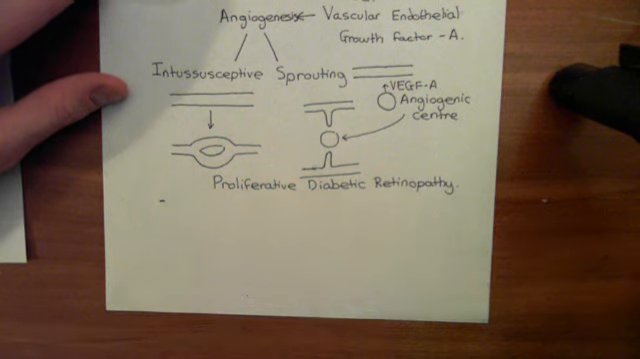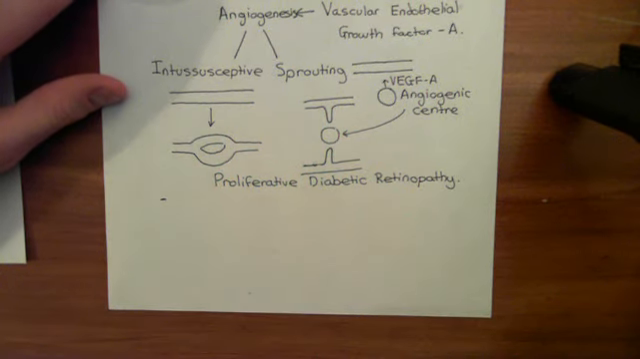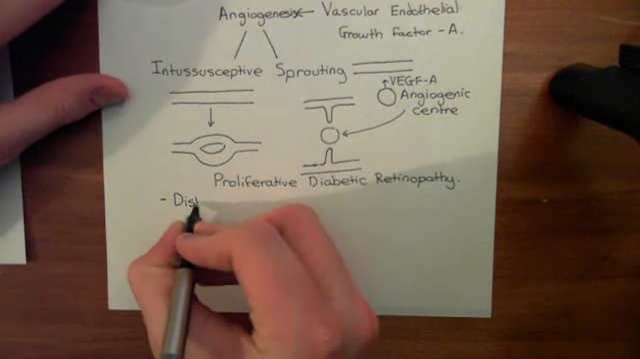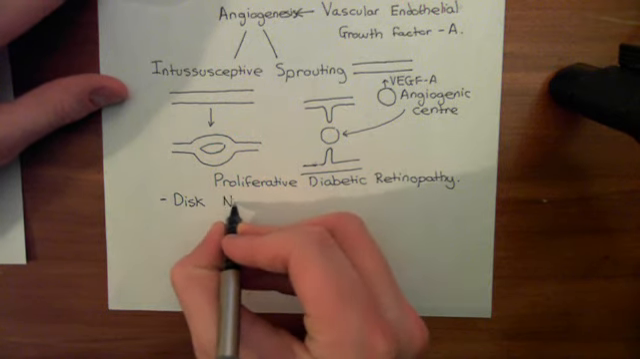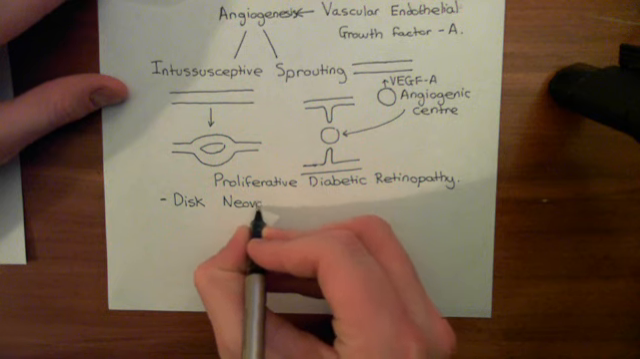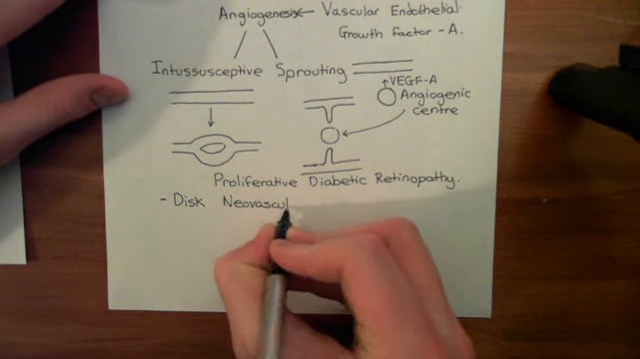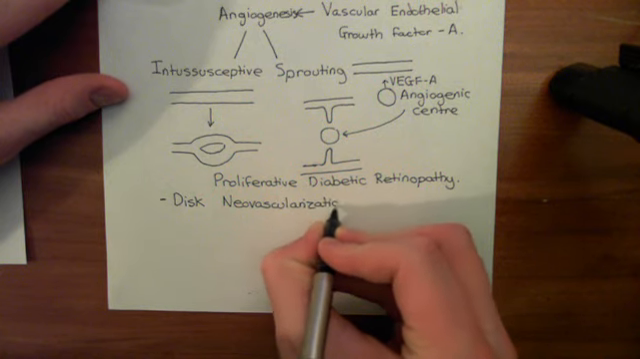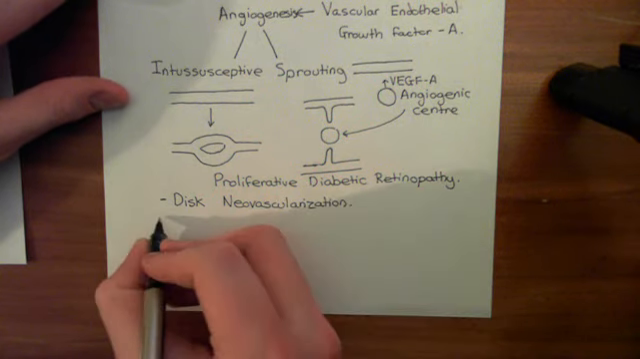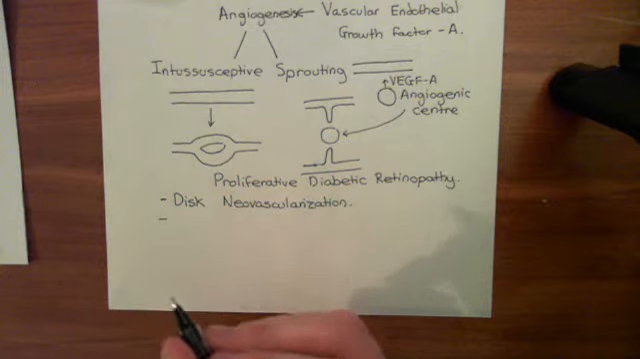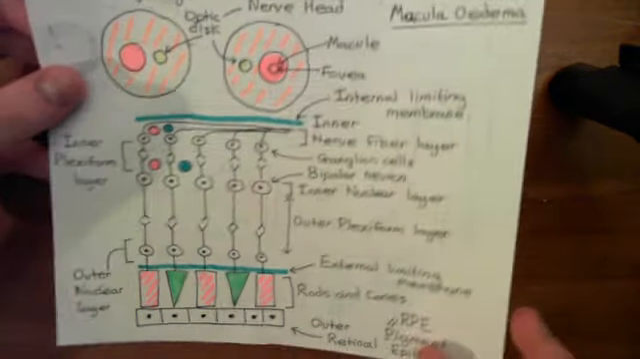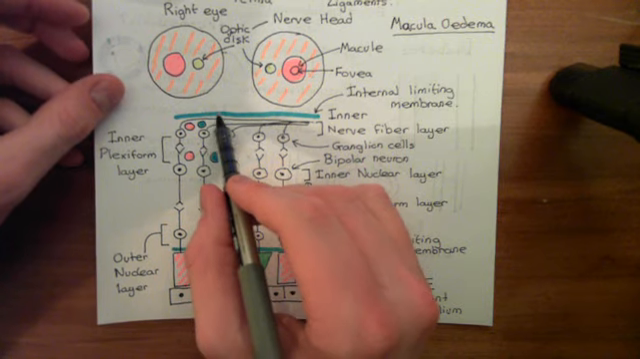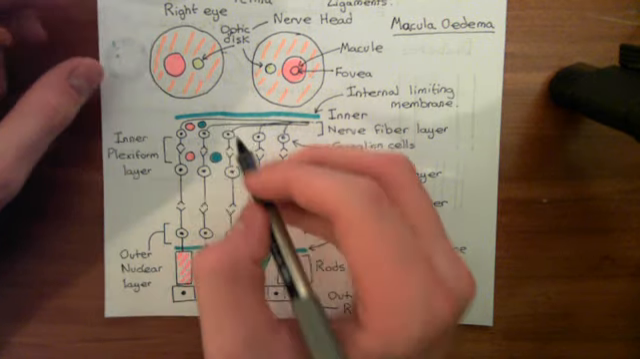Now, when you have blood vessels breaching into the optic disc, that is known as disc neovascularization. So when you get new blood vessels being formed, it's called neovascularization. And because they're breaching into the optic disc, it is called disc neovascularization. Now, more important than disc neovascularization, what is also going to happen is some of these blood vessels will penetrate through this internal limiting membrane.